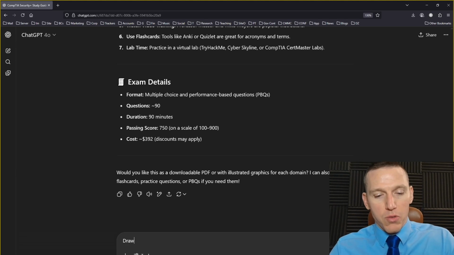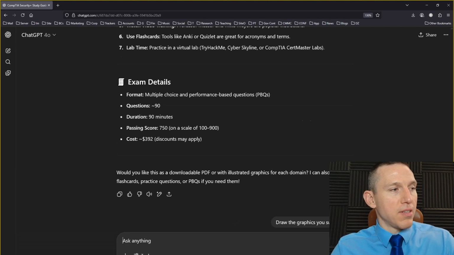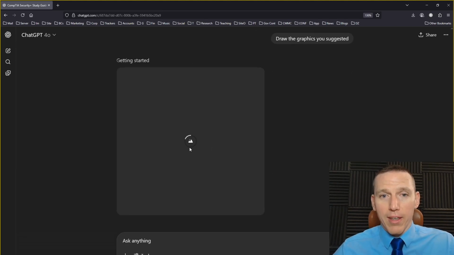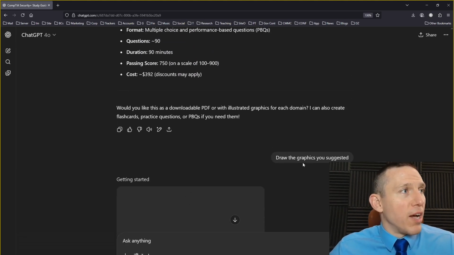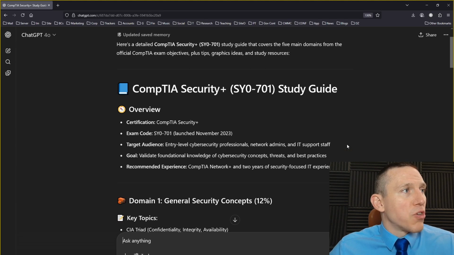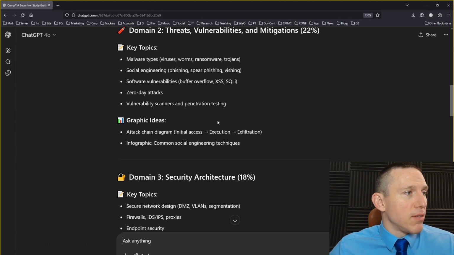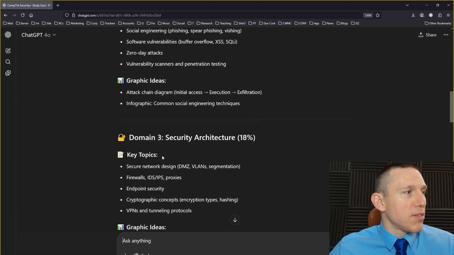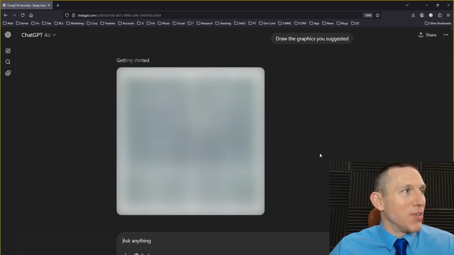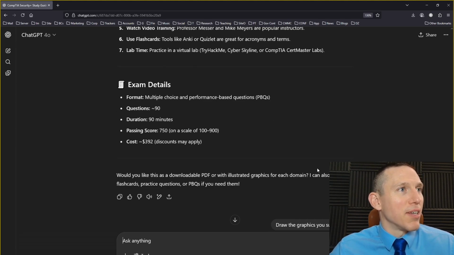Let's ask it to draw the graphics you suggested. Let's see if it'll draw anything. Usually it takes a while to do that. So far, this has been pretty useless. It's given us some little emojis, but I really haven't seen anything too good here. Okay, now it's going to draw something.